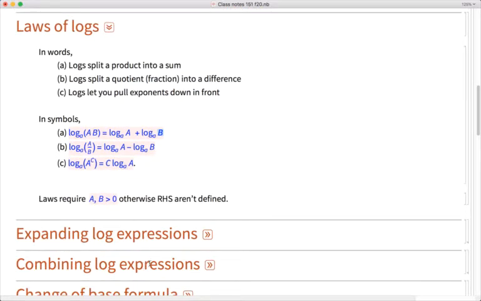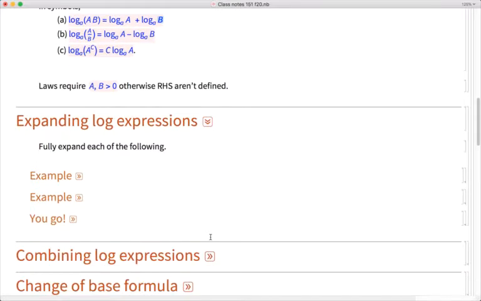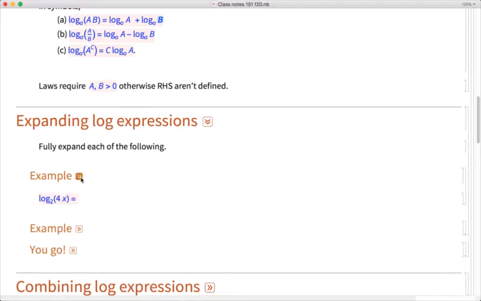Okay, so we're going to use these laws of logs to do two things, expanding and maybe combining. It should be contracting maybe, but we're going to expand things and we're going to combine things. Okay, so expand means we're going to write into more than one piece.